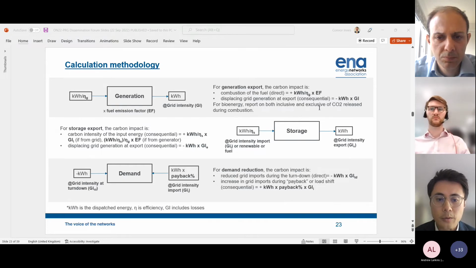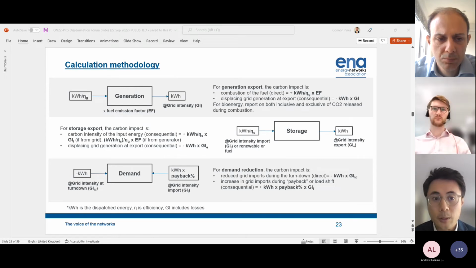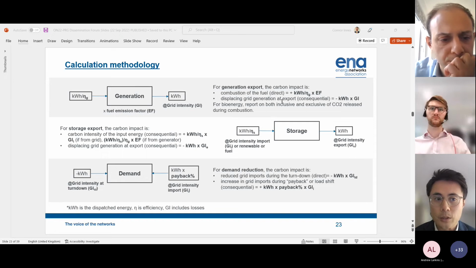And the other component is the payback, otherwise known as rebound, which is where there would be an increase in demand following the turn down event. If it's an HVAC system in an office, turning down the electricity consumption for a short period will result in a rebound to recover the temperature in that office. So that's payback, but there's also an assumption on assets which load shift as well.